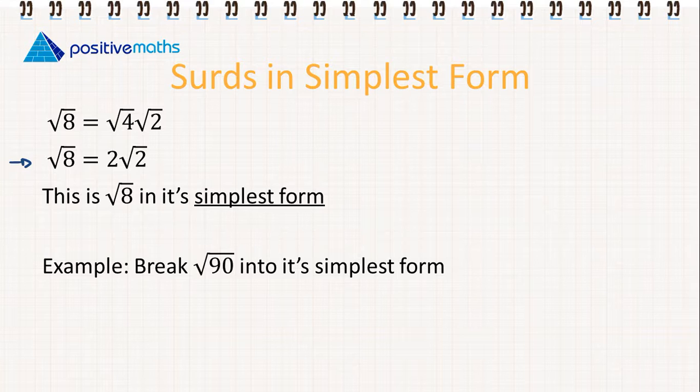Okay, so let's work on breaking down the square root of 90 into its simplest form. So we can rewrite this as the square root of 9 by the square root of 10. I've chosen this because I can find the square root of 9. It's a perfect square. So that will simplify to be 3 times the square root of 10.